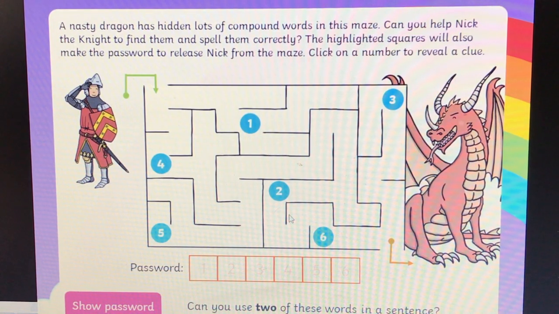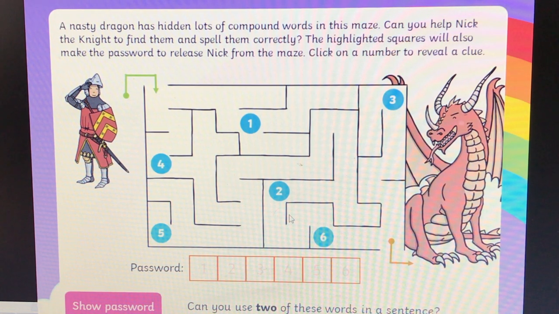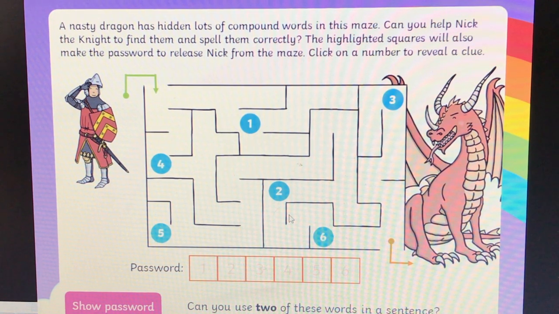Again, on our compound words, it says, a nasty dragon has hidden lots of compound words in his maze. Can you help Nick the Knight to find them and spell them correctly? The highlighted squares will also make the password to release Nick from the maze. Click on a number to reveal a clue. So, there's lots of compound words in here.